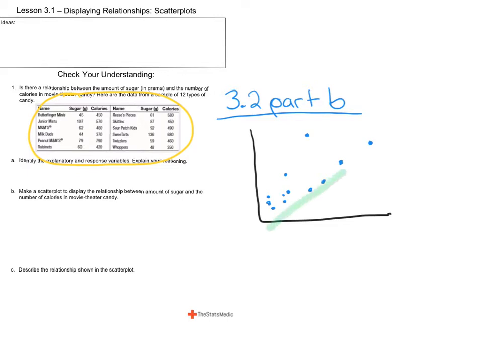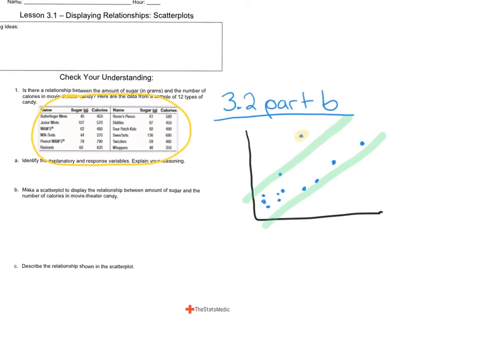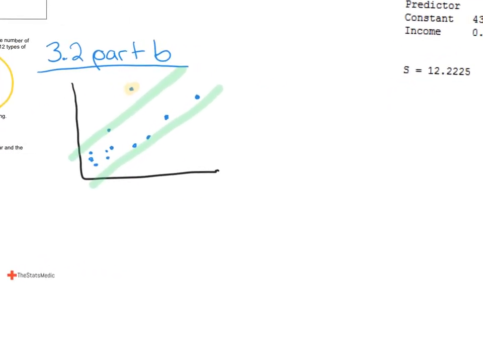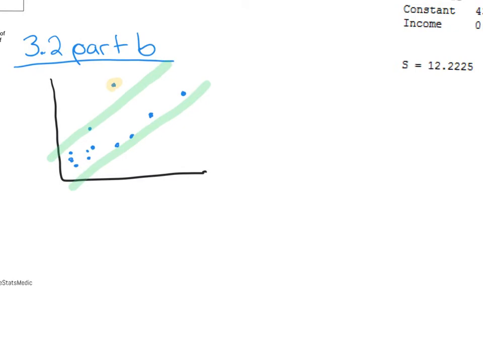Remember form, very much linear. Outliers, yeah, possibly. That one right there seems like it could be an outlier, so we want to watch out for it. Direction is definitely positive. Strength, I'm going to say moderate, something along those lines. So what we can do next then is build our least squares regression line.